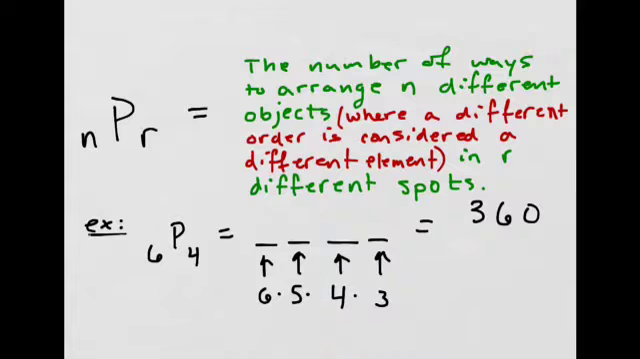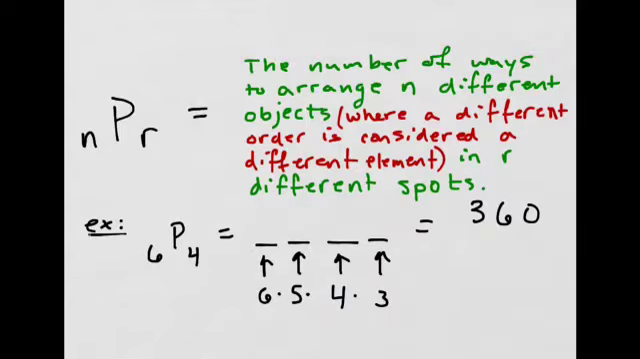Okay. So nPr, maybe we can call it the falling factorial, is the number of ways to arrange. Remember, arrangement is where the order matters. If you change the order, it's a different arrangement. It's a different permutation. So the number of ways to arrange n different objects, where a different order is considered different, in r different spots, in r different places. So that's what that means.